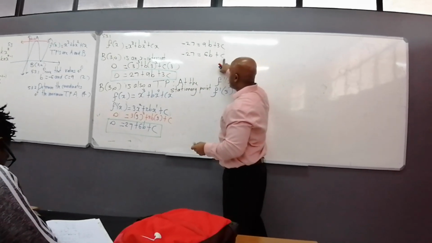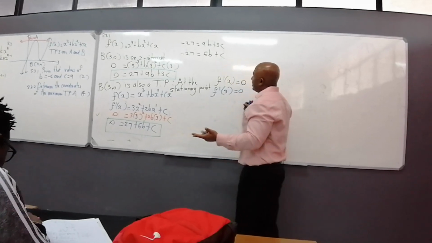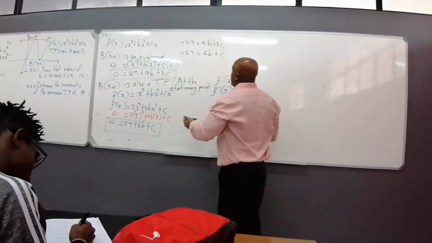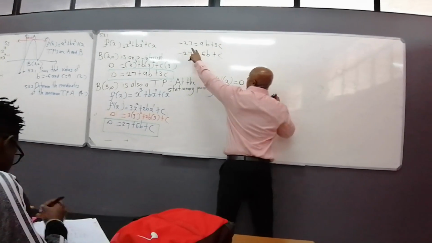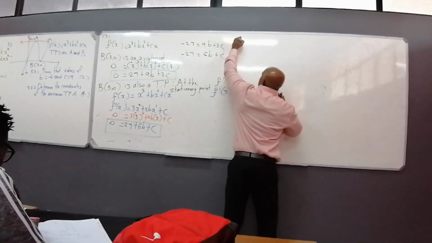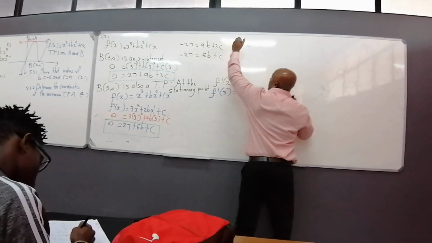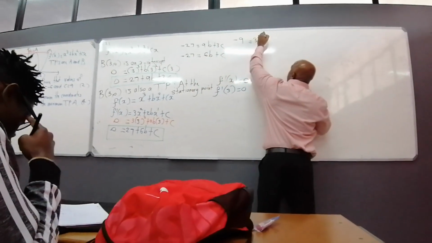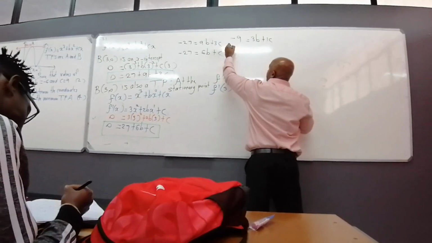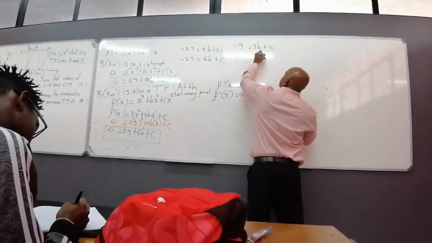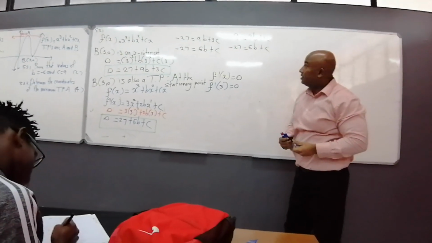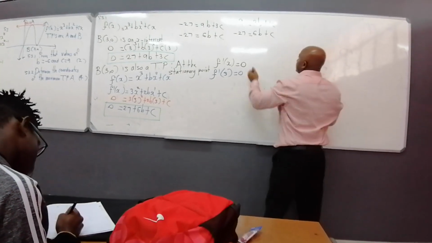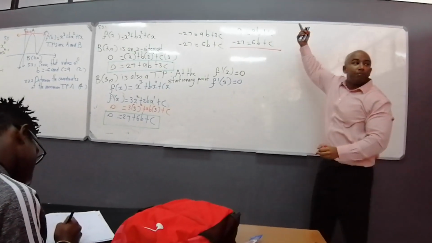What I'm going to do on the top is divide by 3. If I divide by 3 on the top, minus 27 divided by 3 is minus 9, 9 divided by 3 is 3, and 3c divided by 3 is just 1c. So what just happened now? I made the coefficients equal. So now I can eliminate c by subtracting top minus bottom.